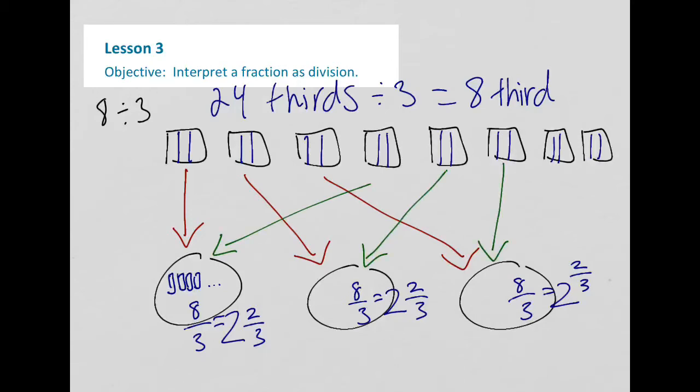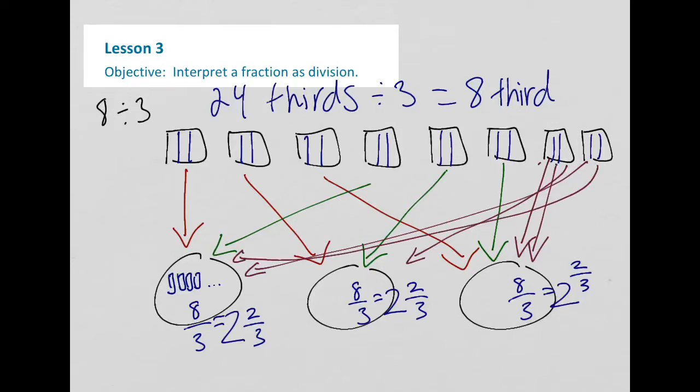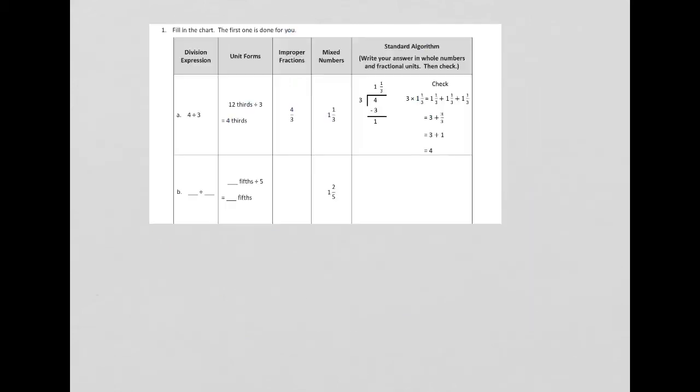each person would get 2 full crackers, and then I would have these 2 crackers left to split, which means that each person would end up with 2 thirds. So either way you look at it, you're going to end up with each person getting 2 and 2 thirds, because 8 divided by 3 is really 8 over 3, which equals 2 and 2 thirds. So let's practice that on the next page.